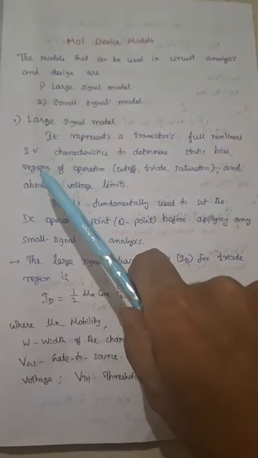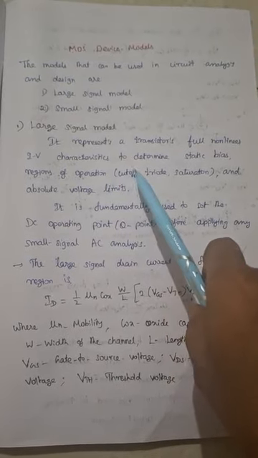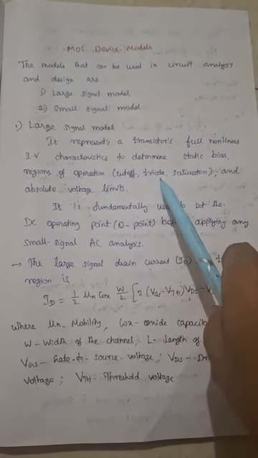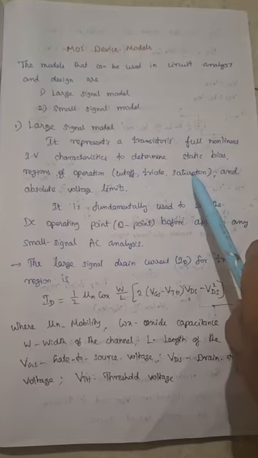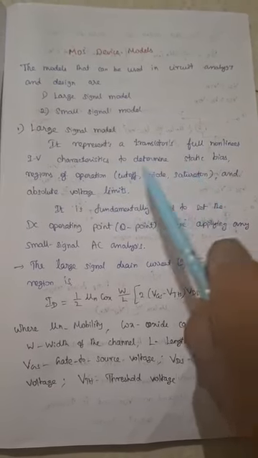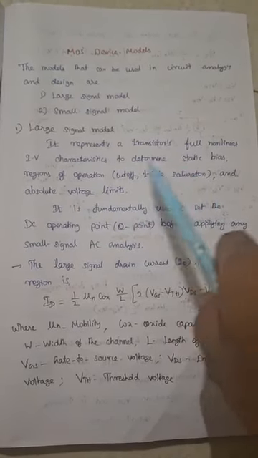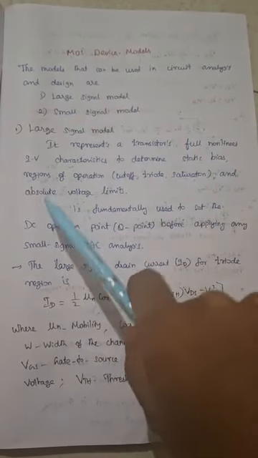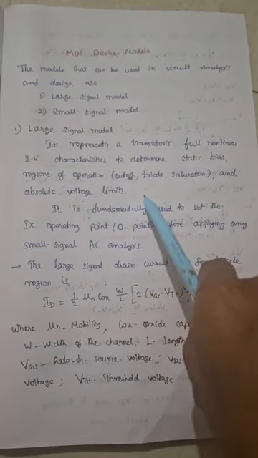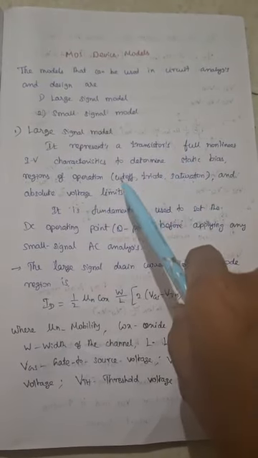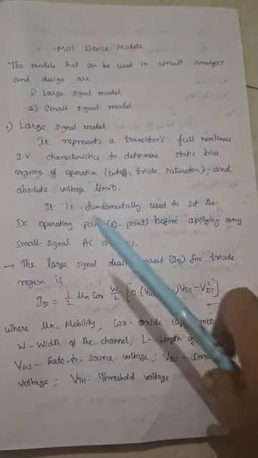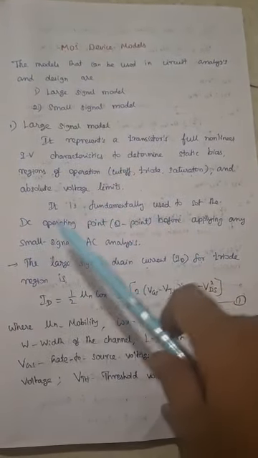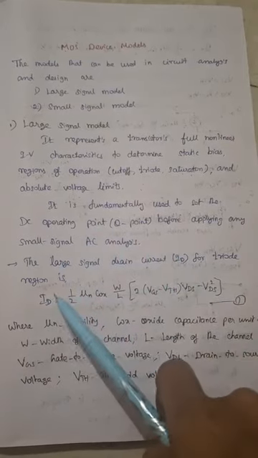The other thing we can determine is the regions of operation, that is the cutoff region, triode or linear region, and saturation region. In all these regions, how your MOSFET works is what we can determine using this large signal model. And also we can find absolute voltage limits. These are all the different things we can determine using the large signal model. So the basic thing we can determine is the DC operating point or Q point.